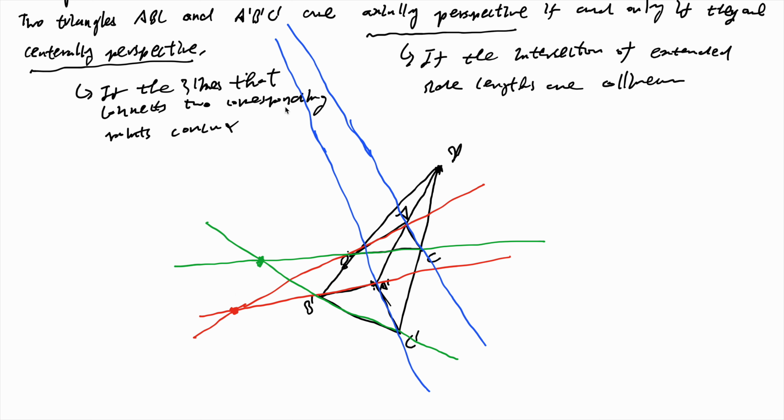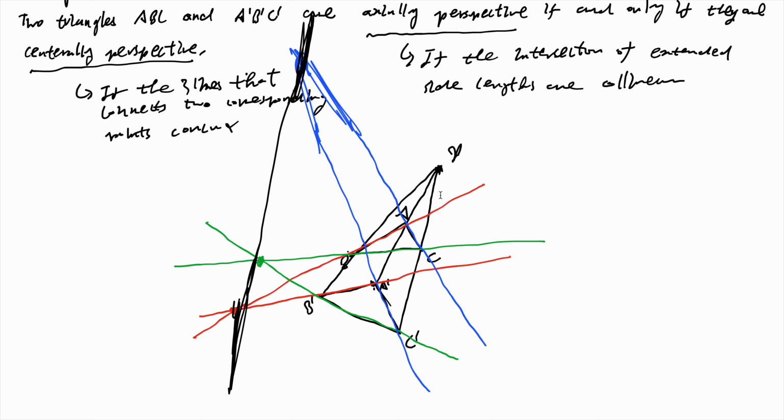Or like they meet at this point, somewhere here. Then these 3 points are collinear, like this. They're collinear. You can trust me. So that's what the Desargues theorem is saying.